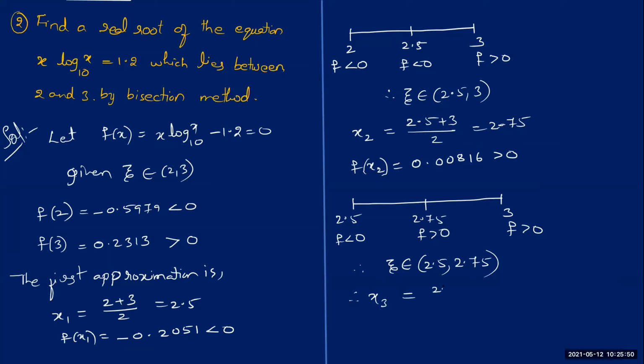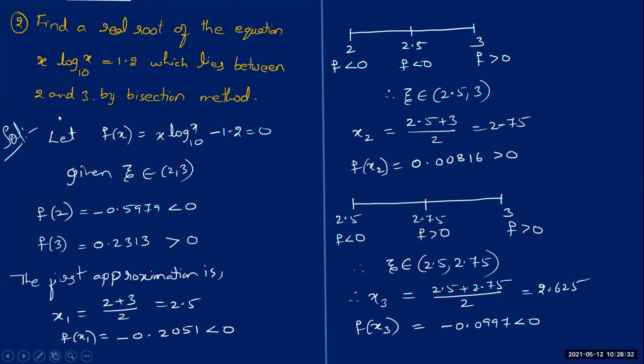Right? So now let us calculate the third approximation, x3. x3 is again the middle point of these two, 2.5 and 2.75, divided by 2. When I calculate the average value here, I got it as 2.625. And when I calculate the function value at this third approximation, I got it as negative.